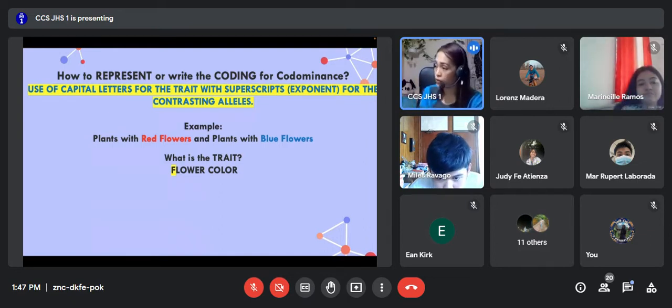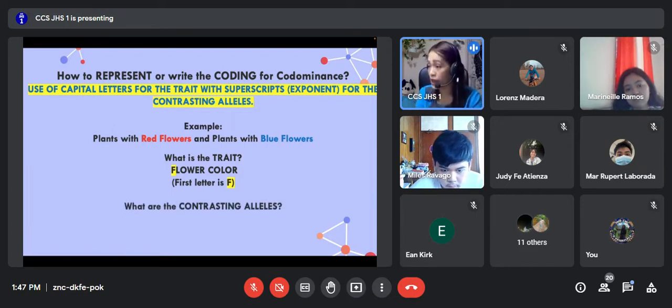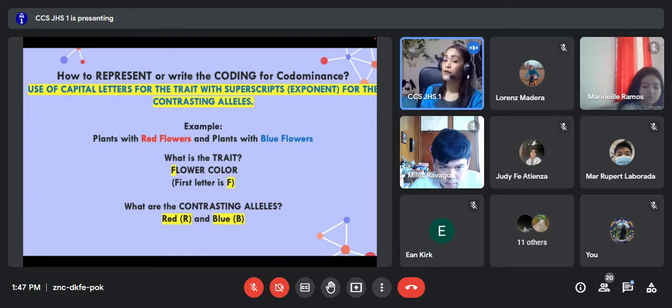And your options are red and blue, right? Now, what's the first letter for the trait flower color? Letter F, obviously. That's why I highlighted it with yellow. Now, what are the contrasting options or alleles? What are the available options about the flower color? Red or blue. Correct. The first letter of red is R, while the first letter of blue is B.